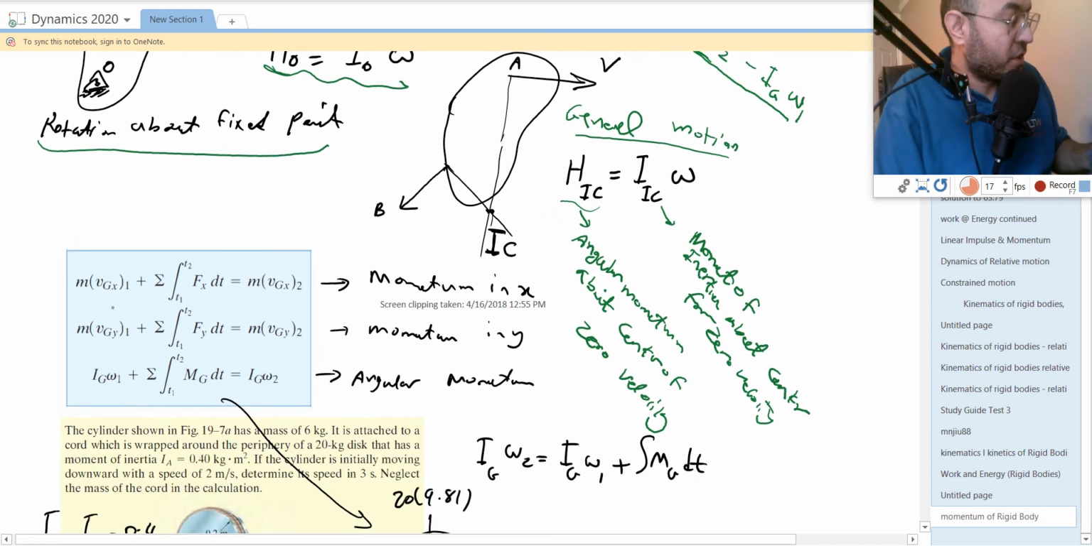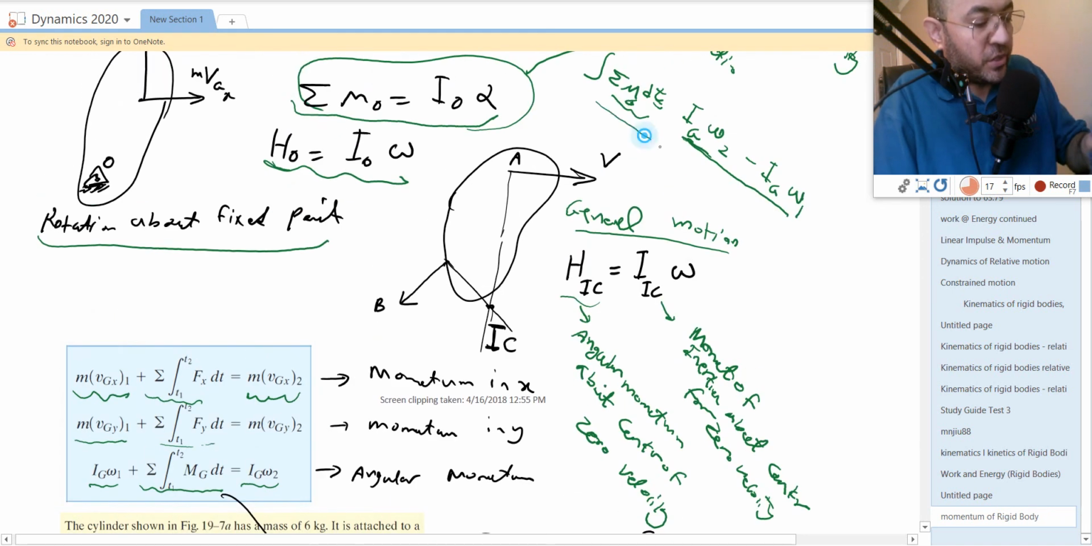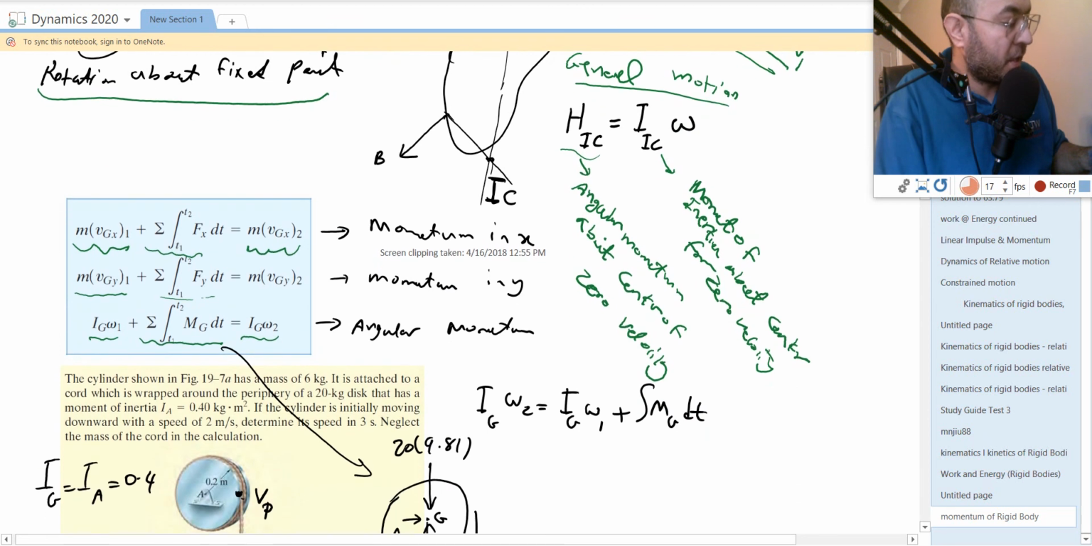So let's summarize the equations. We can say m vgx2 is equal to m vgx1 plus the impulse due to the force in the direction of x. Now we can say the same thing in the direction of y. And the last equation is Ig omega 1 plus the integration of the sum of Mg dt is equal to Ig omega 2. This is actually the same equation. There's no new equation, just a recap of it. The other equation we just proved in the beginning.